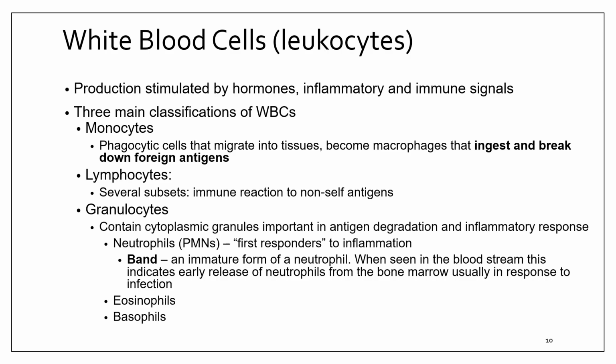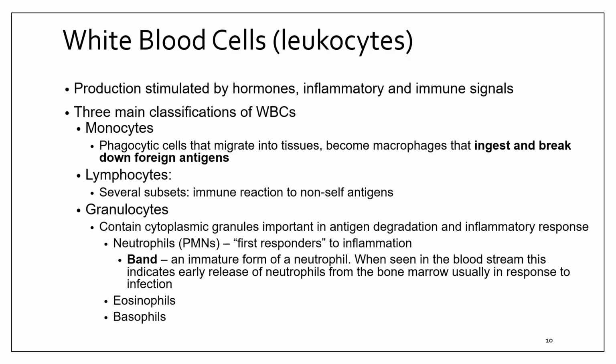And then lastly, we have granulocytes. Granulocytes are named for their cytoplasmic granules, which contain enzymes and inflammatory mediators. These granules are important for breaking down antigens and driving inflammatory responses. There are 3 granulocytes, and you will absolutely see all of them on smears. Neutrophils. Neutrophils are the most common white blood cell and the first responders to infection and inflammation. They arrive early, phagocytose bacteria, and dominate acute inflammatory responses.